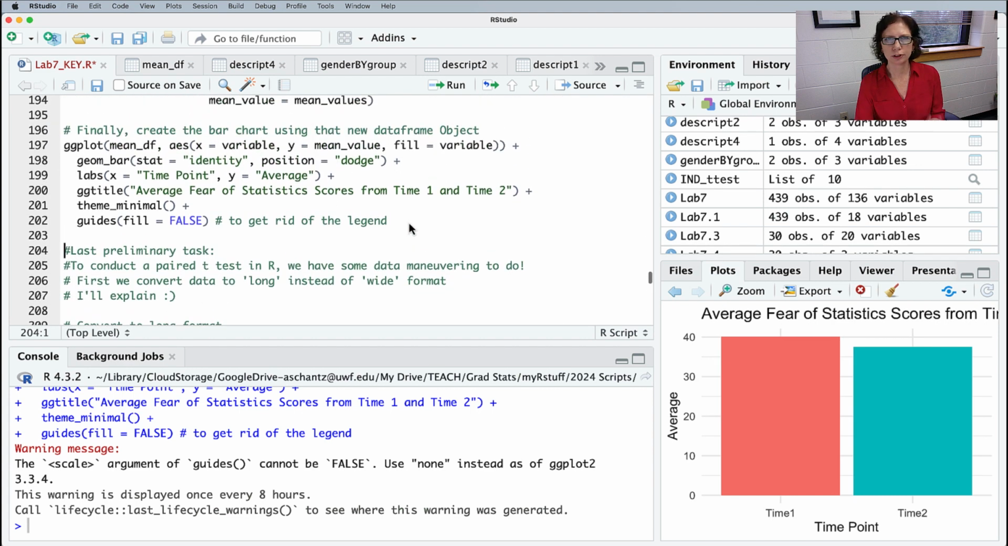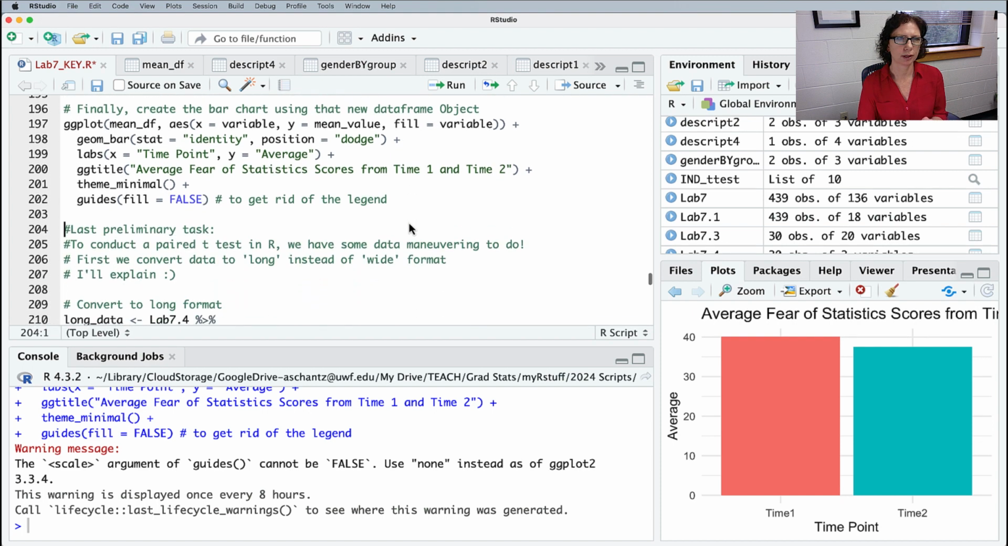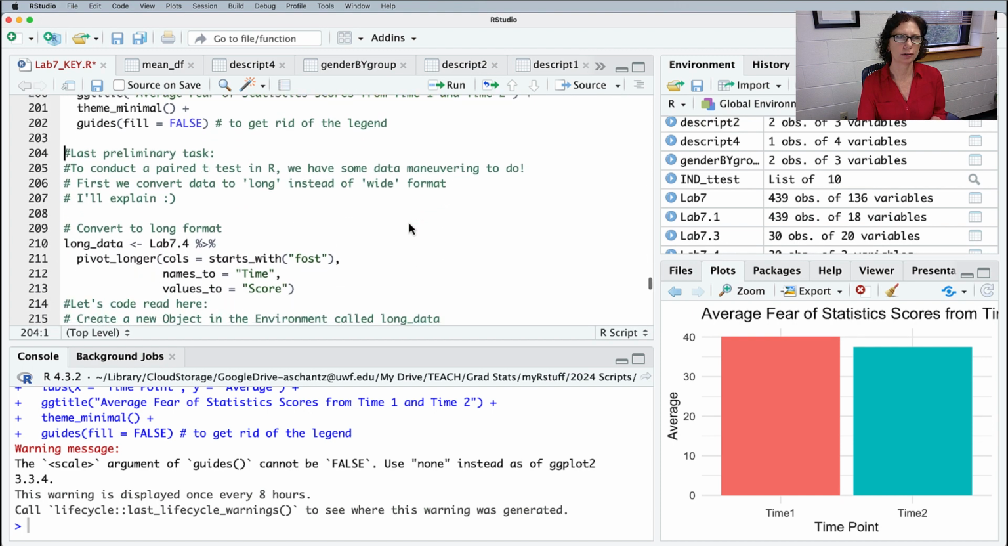So then, distracted by the pretty pictures, I know. The final thing we need to do to be ready to run this analysis is we have to get the data ready for a paired t-test. And one thing that we haven't really discussed before is the difference between long data and wide data. And to run a paired t-test in R, we need the data to be long instead of wide. And I'll show you what I mean by that.